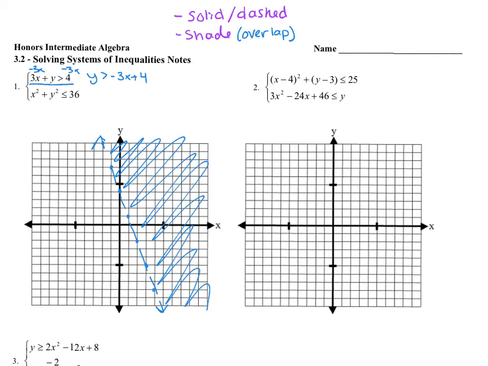Okay, now let's graph this second equation, which is going to be a circle with center 0, 0, the radius of 6. Now this circle is going to have a solid line.